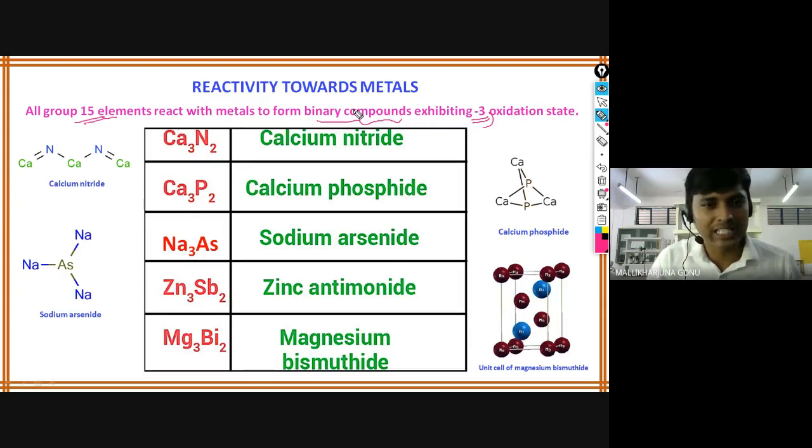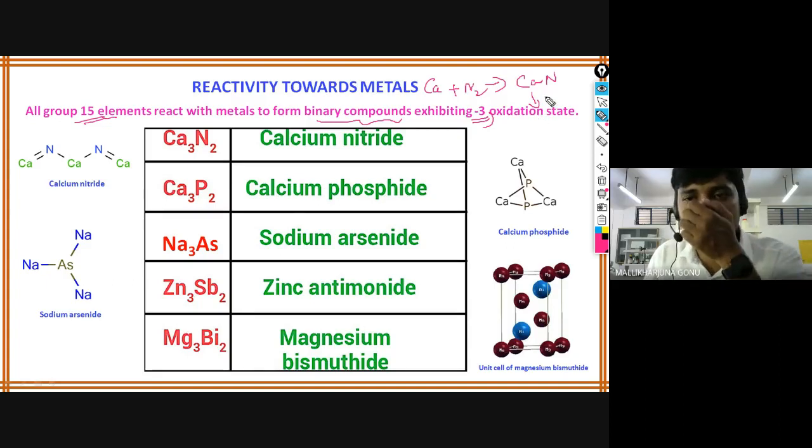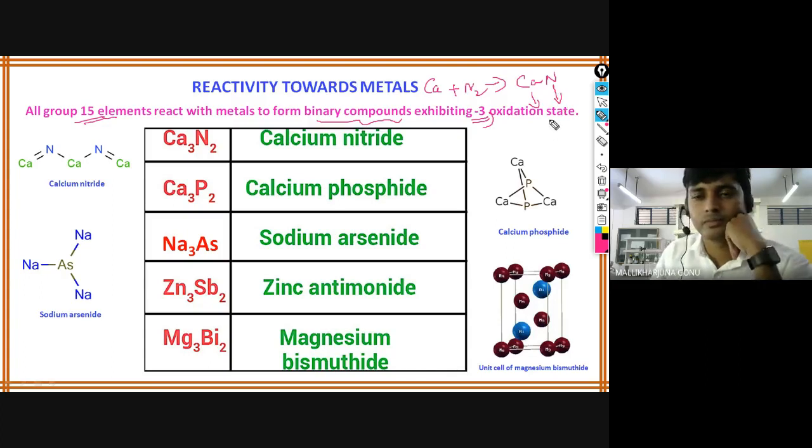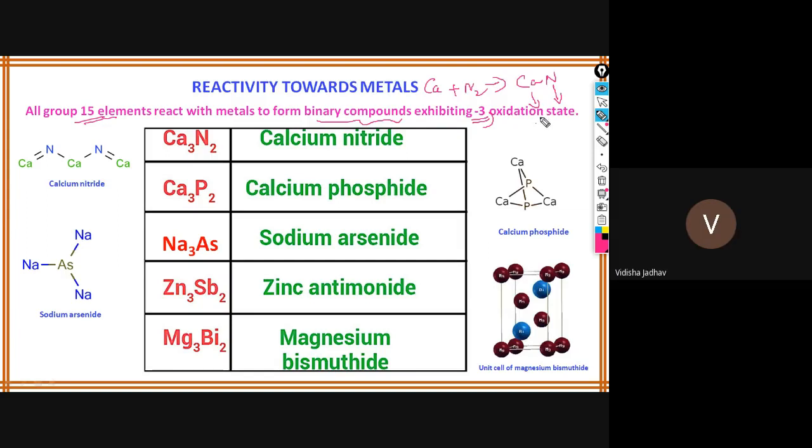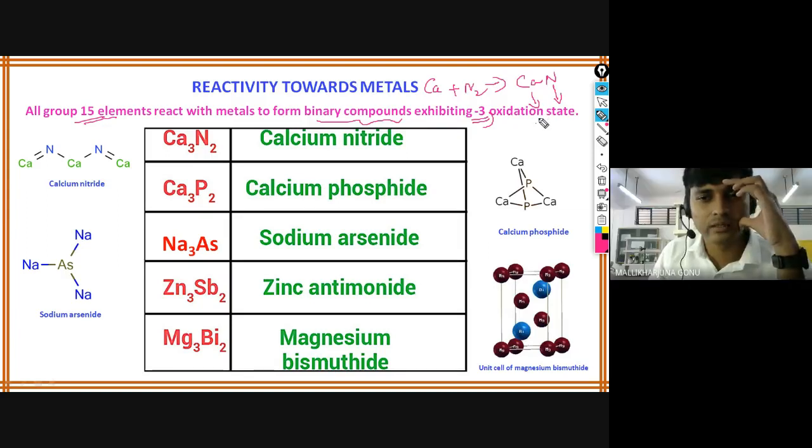For example, calcium and nitrogen are reacting. Which type of compound is forming here? Calcium is a metal, right? So Ca, which type of formula do you have to write? What is the valence of calcium here? Aishwarya, what is the valency of calcium? What is the valence of nitrogen? Vidisha, what is the valence of calcium? Calcium 3, sir. Rohini, what is the valence of calcium? 2, sir. Yes, it is 2.